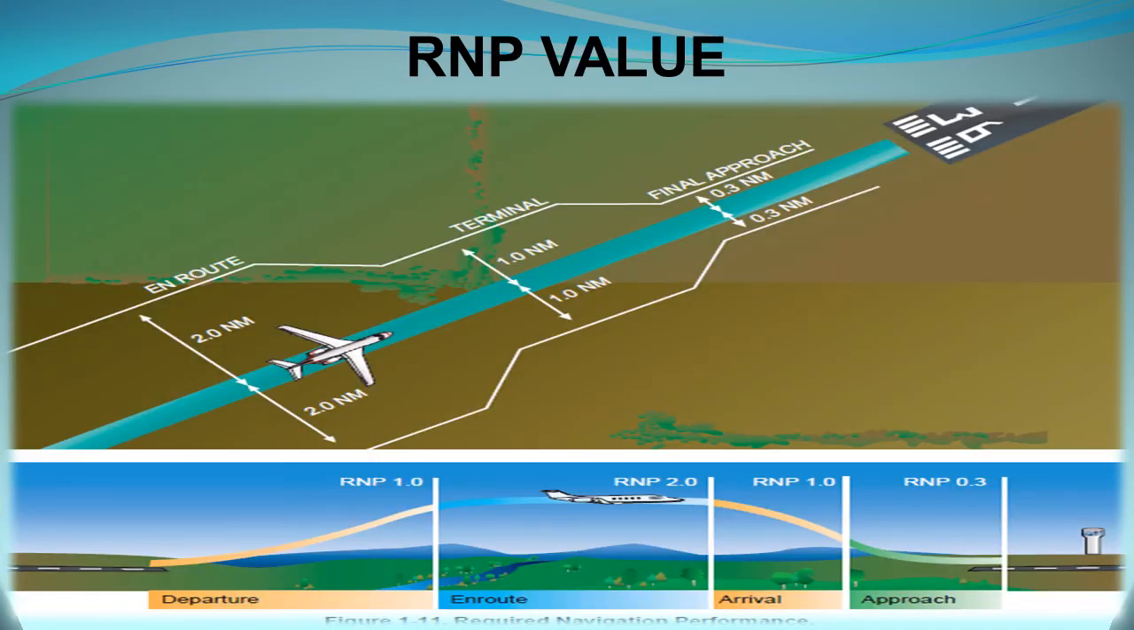So what is an RNP value? The RNP value designates the lateral performance requirement associated with a procedure. For example, RNP 0.3 represents a distance of 0.3 nautical mile either side of a specified flight path center line.